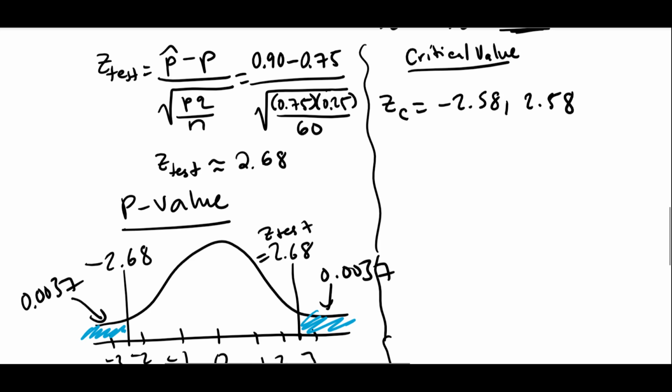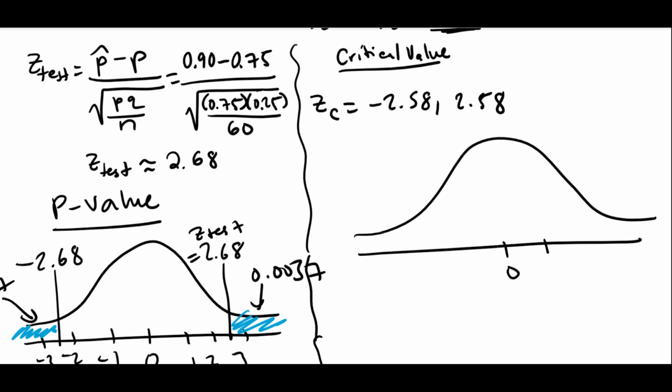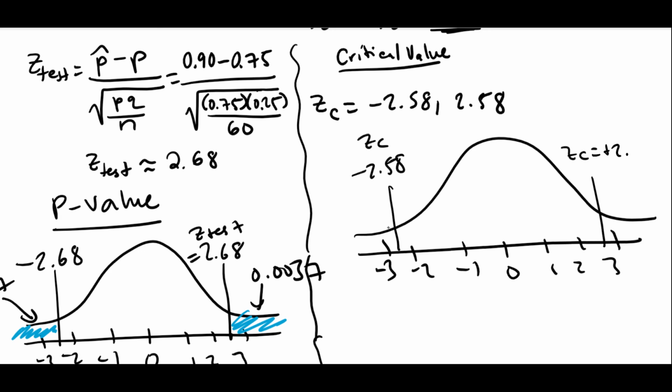Now the critical value method, we find the critical values, which I showed you how to do already. These two. You're going to draw the curve. You're going to label your critical values on there. So negative 2.58, z critical there, and then z critical here. Shade your rejection regions. For me, it's red for rejection.